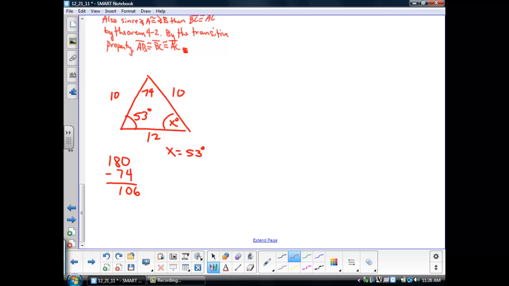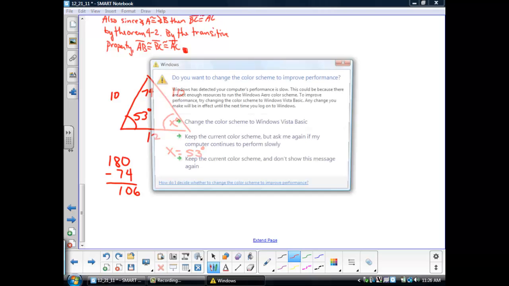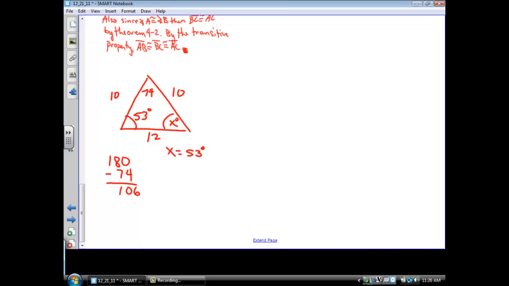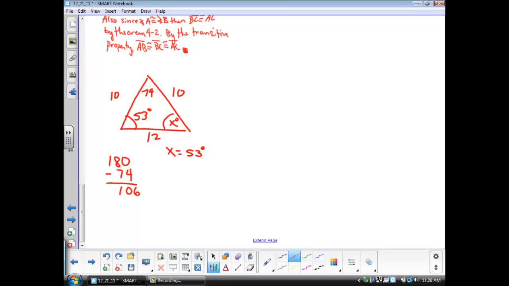Now, going the converse then. Let's see if we can find one where it's the converse. I'm going to jump to page 138. What I want to do is take a look at problem number 23. Number 23, I have a diagram that looks something like this.